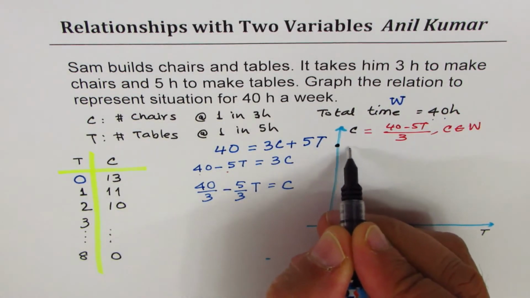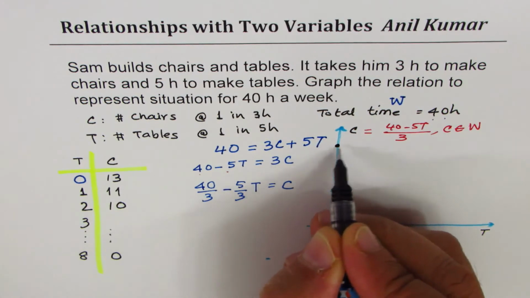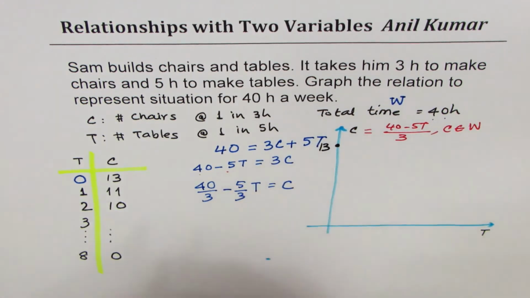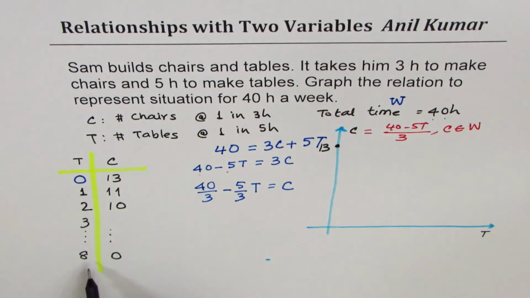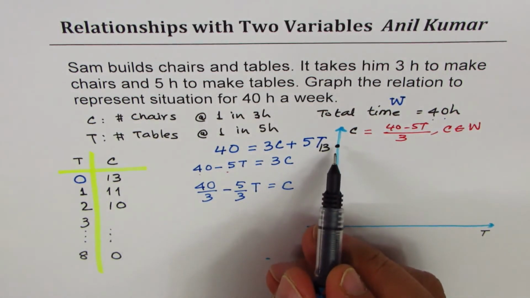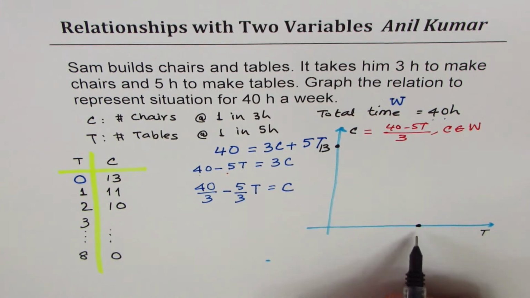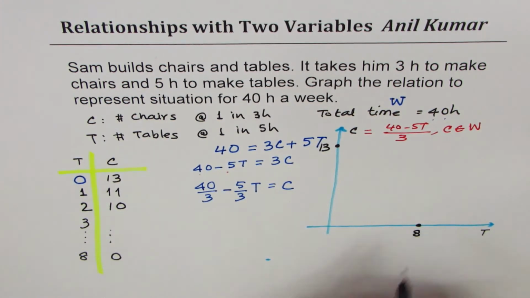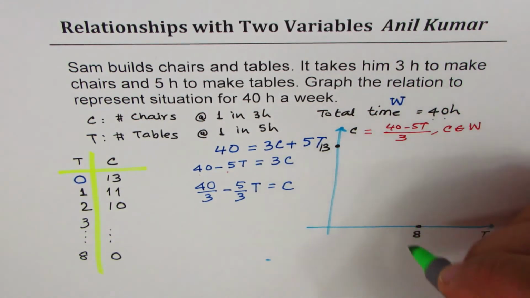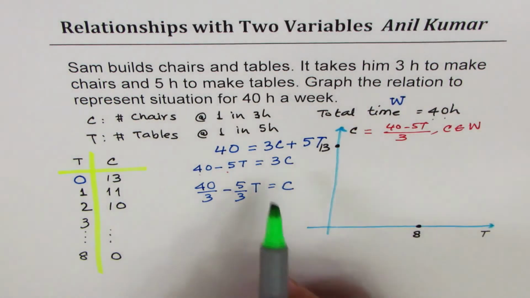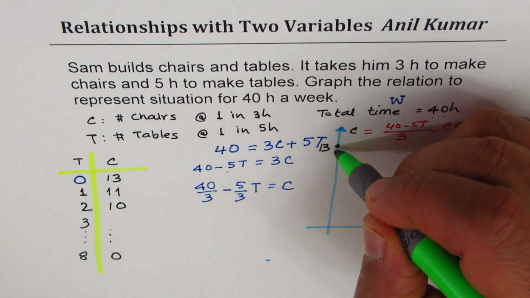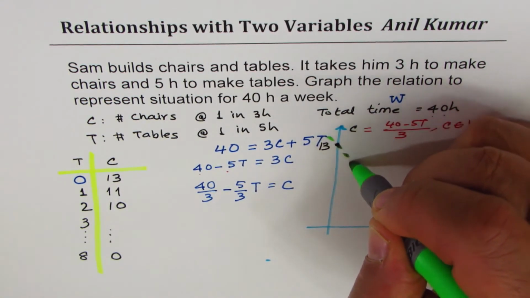So when we say the number of tables created is 0, then we say we created 13 chairs. So let this represent 13 for us. Okay, let me write 13 here. 13 chairs. And let us say if no chairs are built by Sam, then he is able to build 8 tables. Let's say this is 8 tables. In that case, the line joining 13 and 8, which represents the linear equation, becomes the solution, right? So let me just join this line.